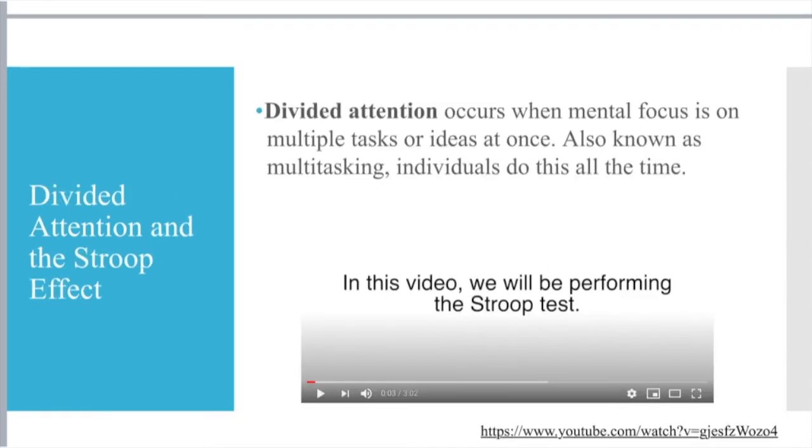So the first thing is divided attention. Divided attention occurs when mental focus is on multiple tasks or ideas at once. This is also known as multitasking, and individuals do this all the time. You are probably doing it right now. You're listening to my lecture, maybe taking notes, maybe like checking your Instagram or whatever. But research has been done, and it has been proven that multitasking, nobody is good at it. You might be like, I'm a brilliant multitasker.